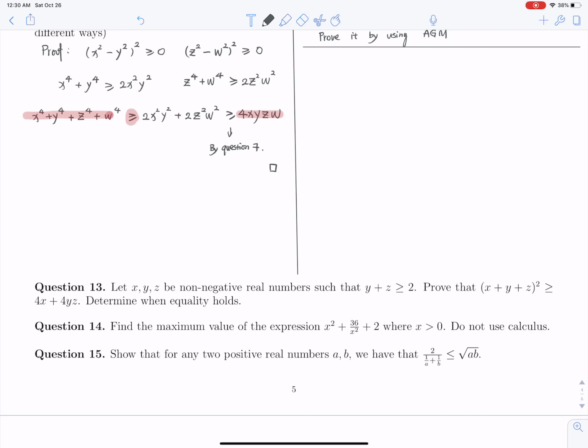So the question is, prove for any positive A and B, we have A over A plus 2B plus B over B plus 2A is greater than or equal to 1 over 2. Okay?